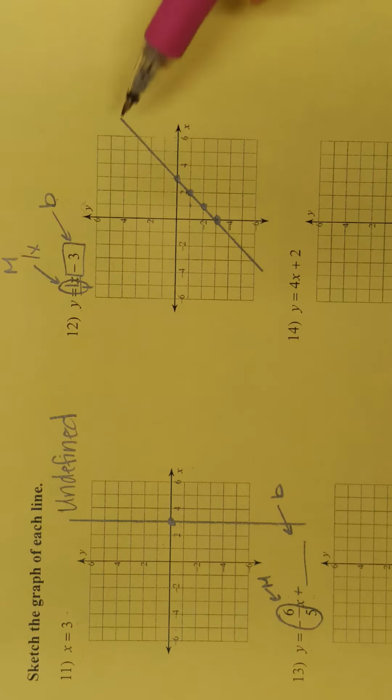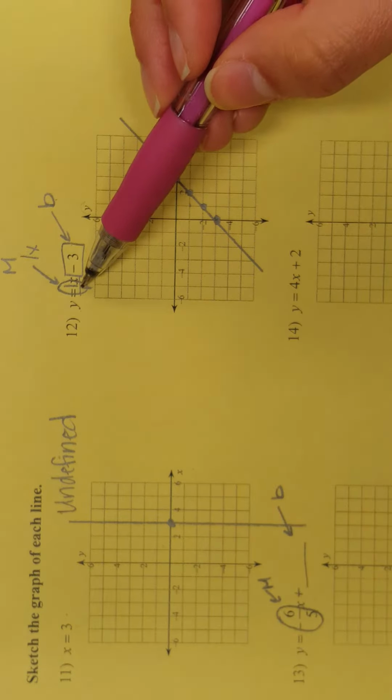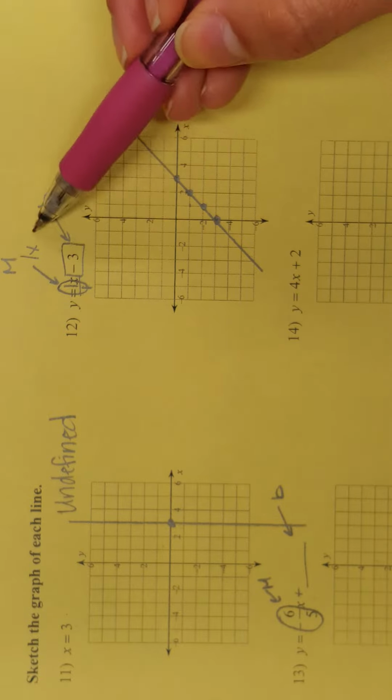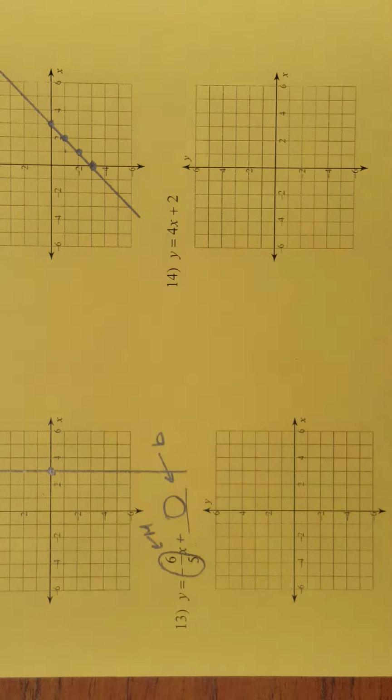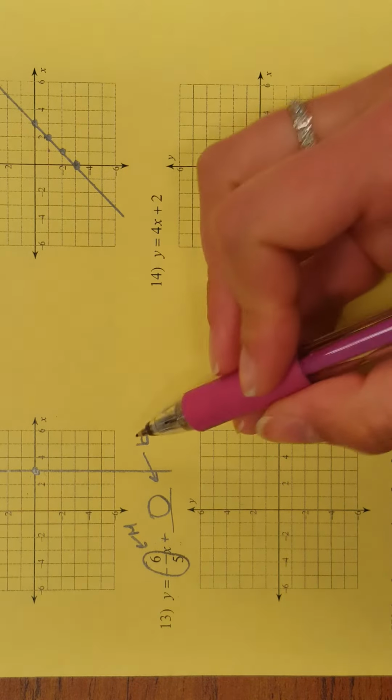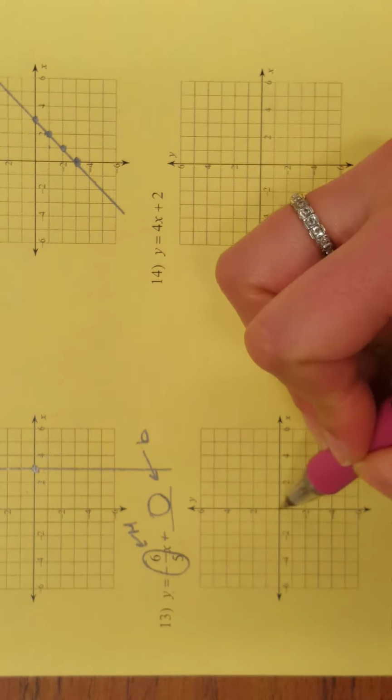Well, in this one, when it was missing, we put a 1 in, but there was an x, and that means 1x. Here, there's nothing, so plus nothing is a 0. So this time on the y-axis, I'm going to start at 0.